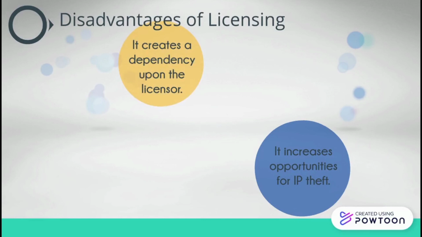Number 2. It increases a dependency upon the licensor. When a licensing agreement is signed, then the licensee is taking on all the risk in the arrangement. They are dependent upon the quality of the IP being used to make their own profits.